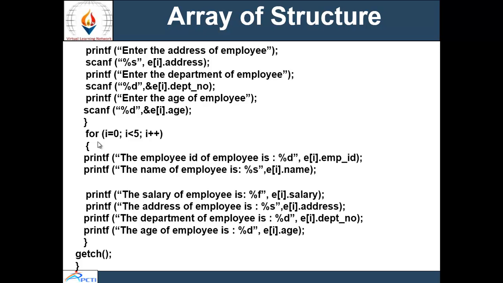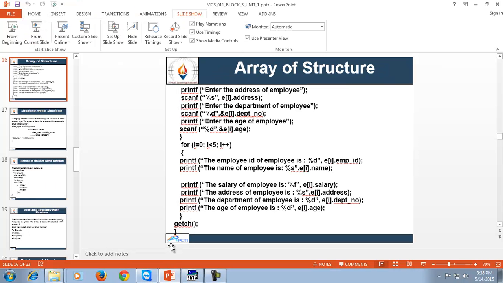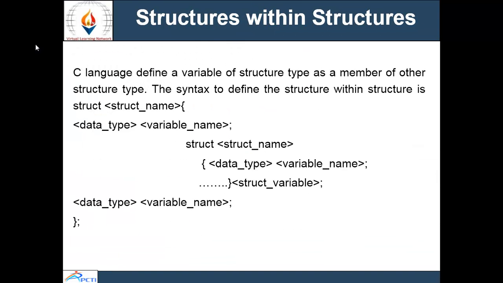To display the information about these 5 employees, I can again use a for loop. So we can define the array of structure like this example. Now we'll move to the next, that is structures within structures.